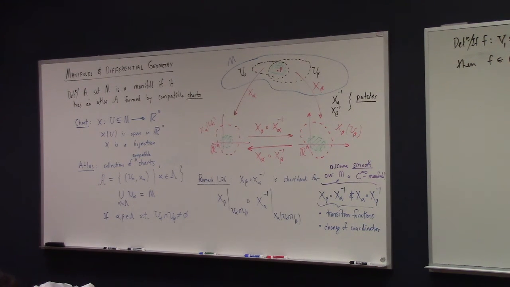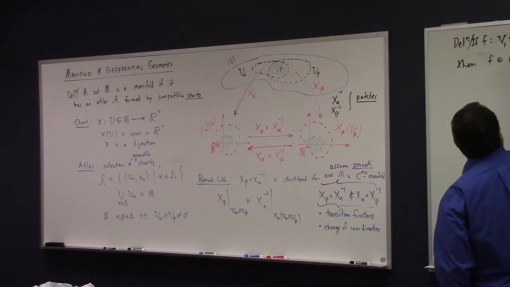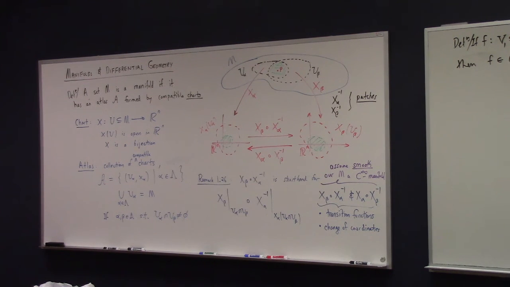Sorry, the C1, is that the one you were talking about? Yes. So if I put a k here, then you have k continuous partial derivatives. Right, so that's what we mean by smooth.